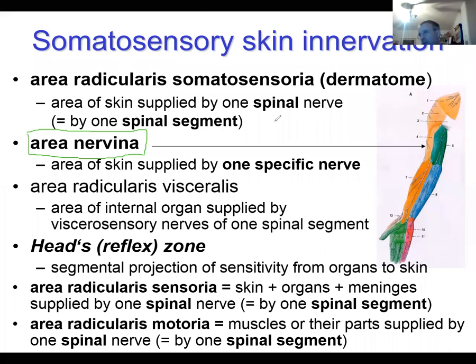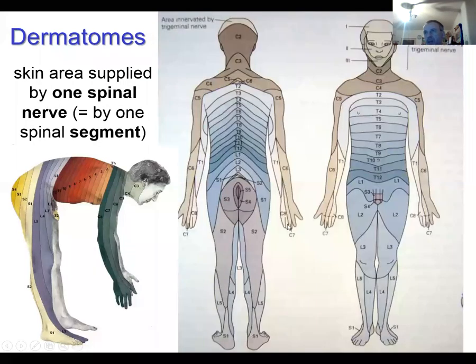But when we have a part of the human body innervated by one spinal nerve, it is different. Then we call it a radicular area, somatosensory radicular area, or by one word, dermatome. Dermatome is not a tumor of the skin. It is the area of skin supplied by one spinal nerve, which comes from one spinal segment. So let's look at such a map. Such a map of dermatomes or of somatosensory radicular areas looks like this. And you have to learn to draw it.